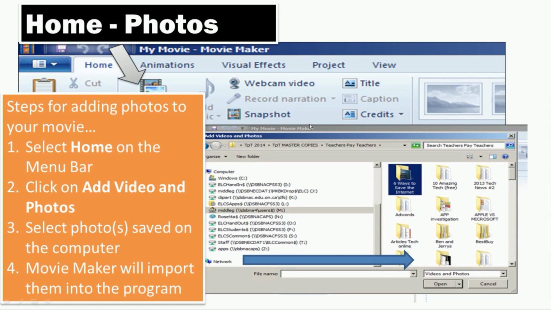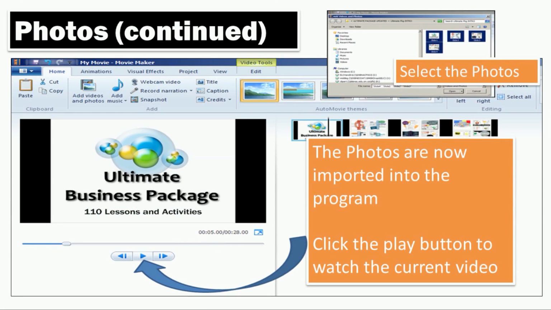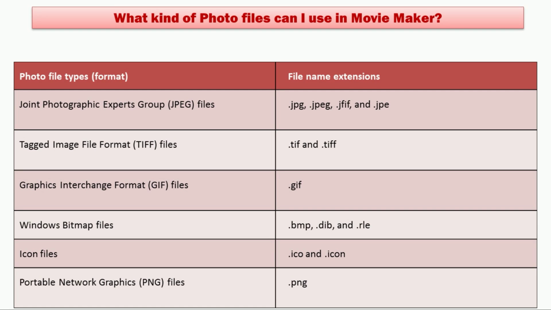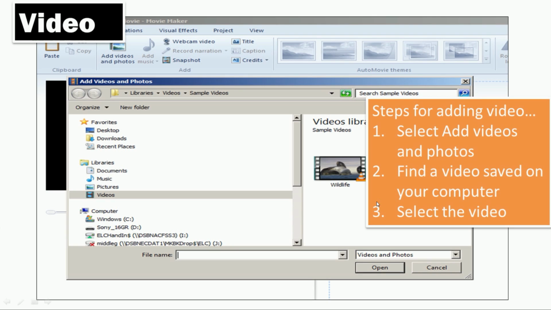Also, this Movie Maker is the old version. I have shown you the new version, and you already saw how to save it, how to make it, how to add presets and so on. And here are file name extensions like JPEG, JPG, TIFF, GIF, BMP, DIB, ICO, and PNG.